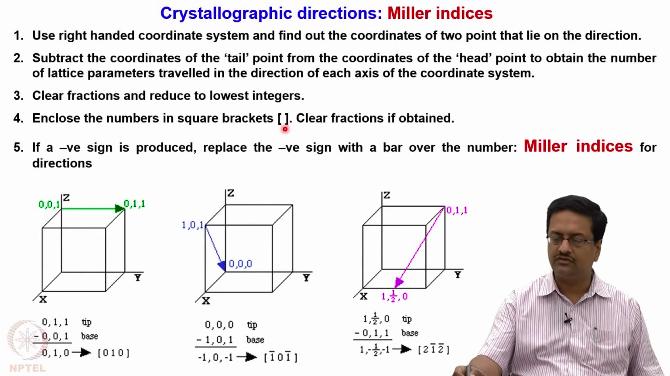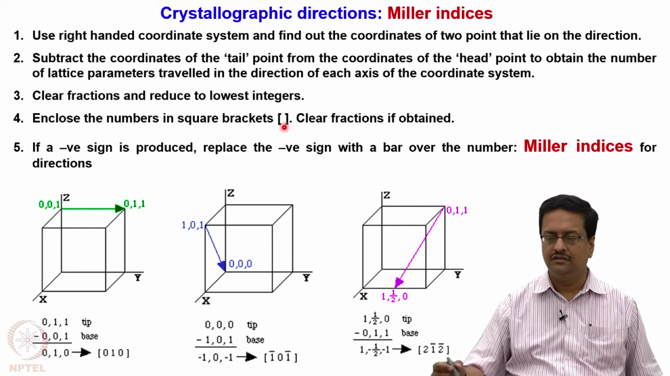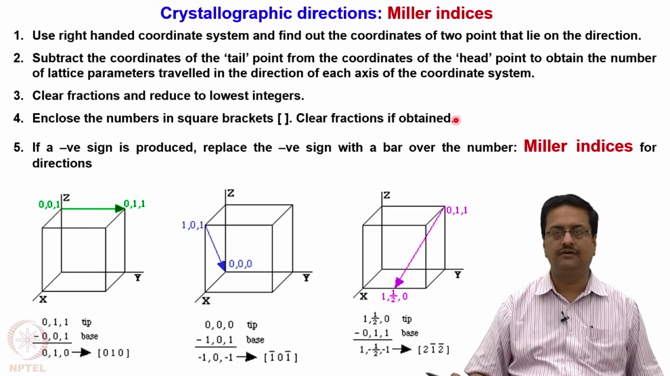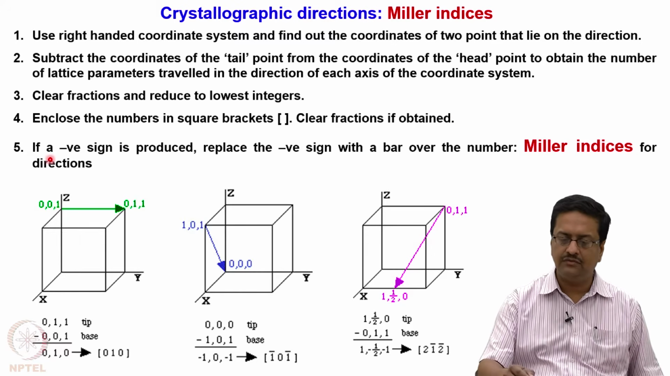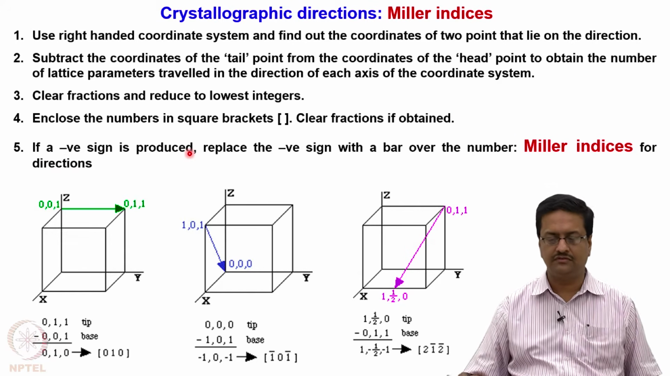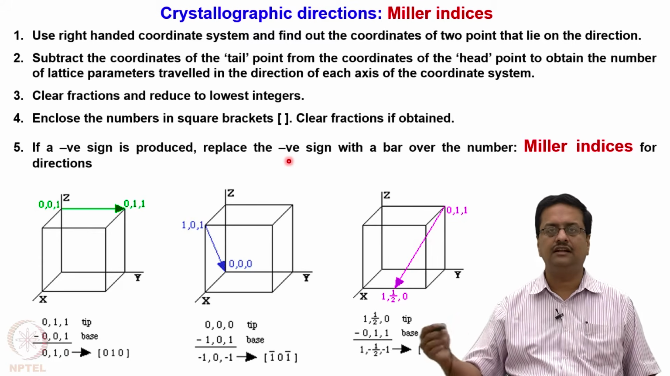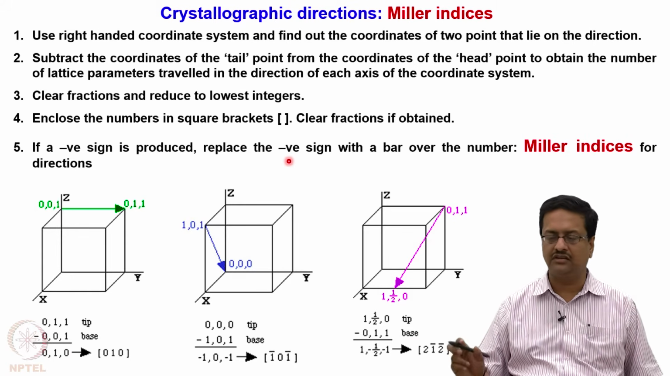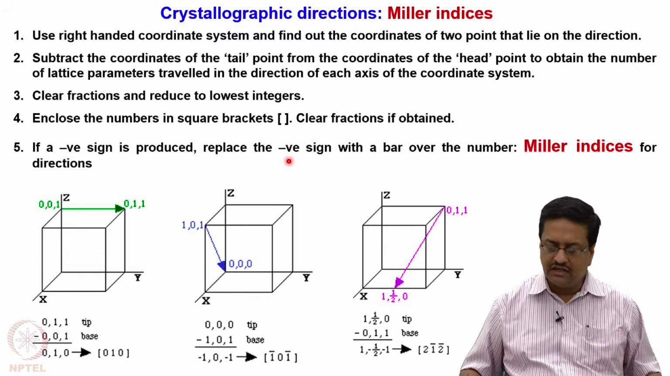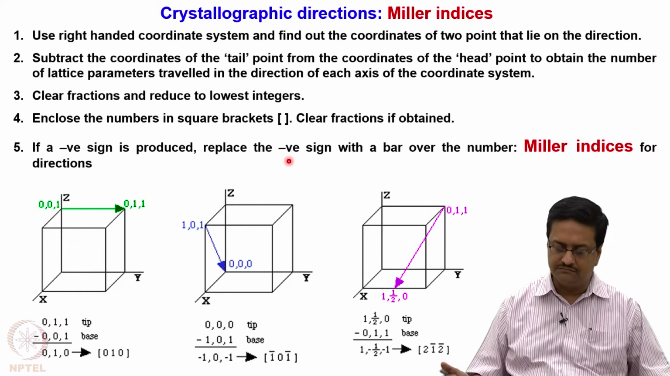Enclose those numbers in square brackets, clear fractions if obtained, and if you have a negative sign produced, replace the negative sign with a bar, and then that set of 3 numbers is called the Miller indices of that particular direction. So here are 3 examples at the bottom.